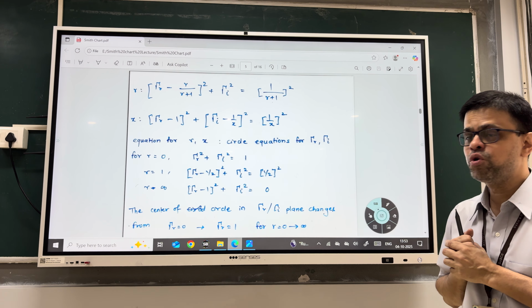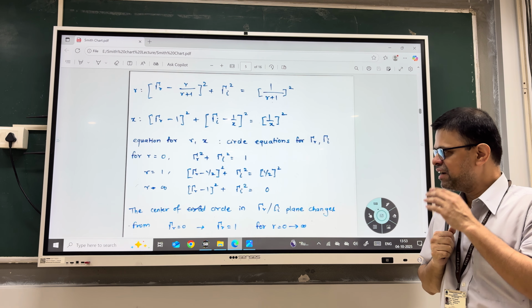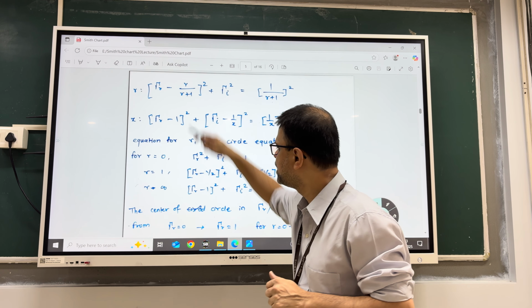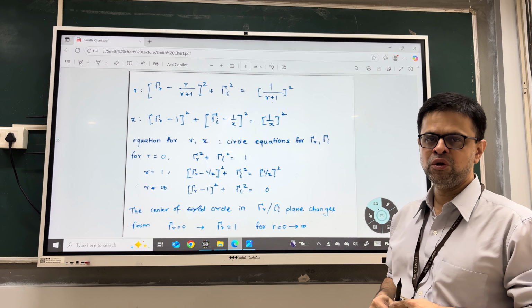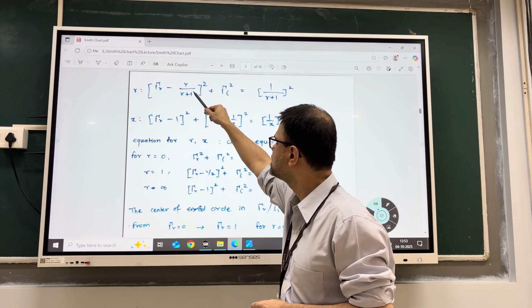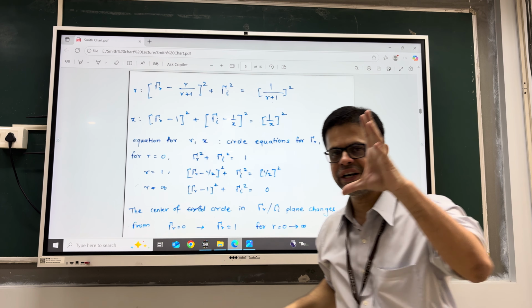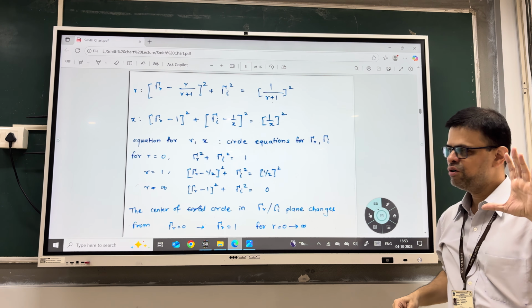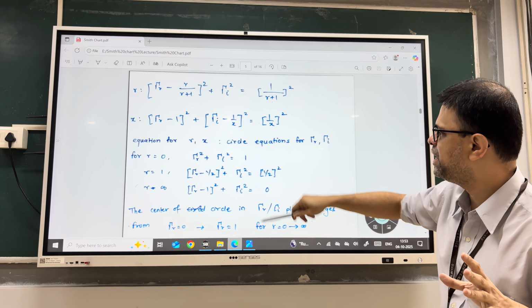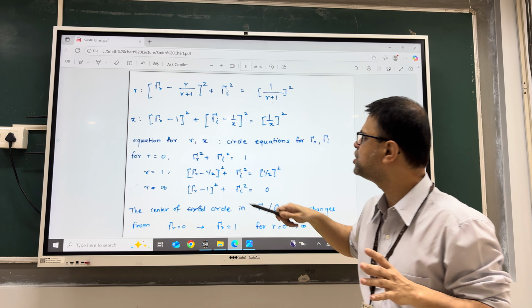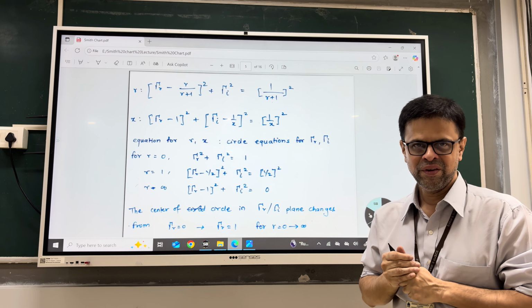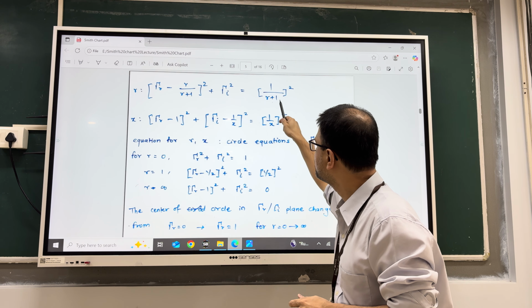Next, R equal to infinity. If I substitute R equal to infinity in this equation, how does the equation look? For resolving this, just divide numerator and denominator by R. You will get this equation: gamma R square minus 1, and then gamma I square is equal to 0.